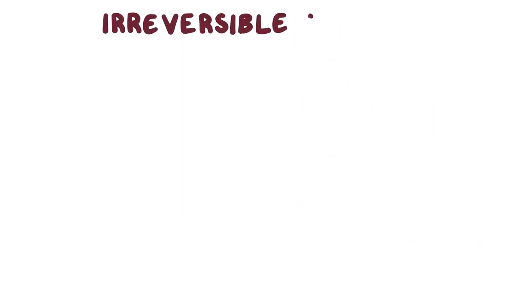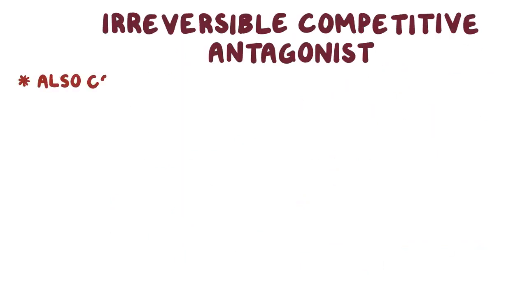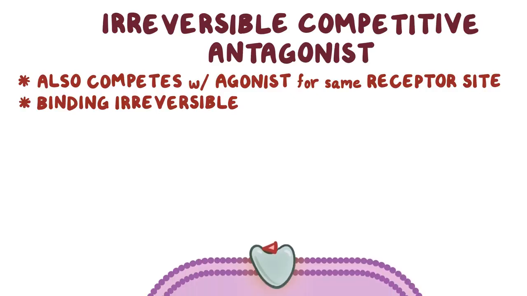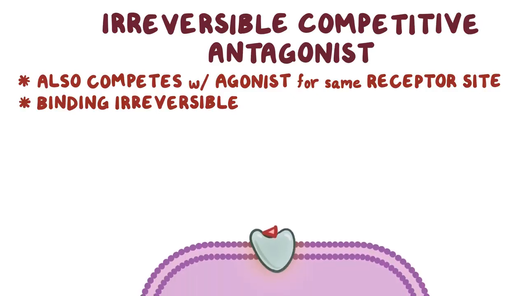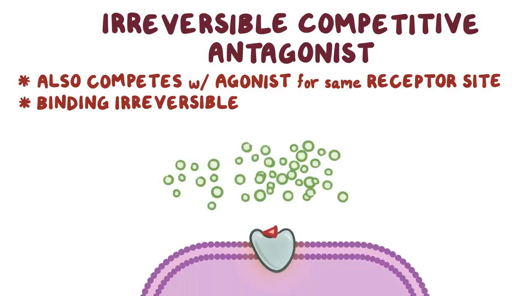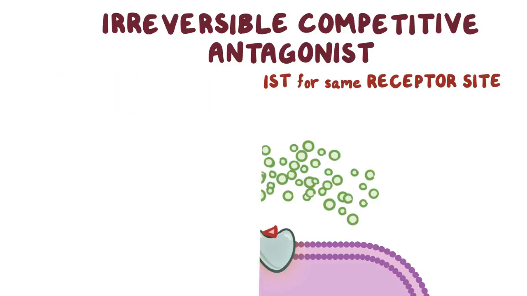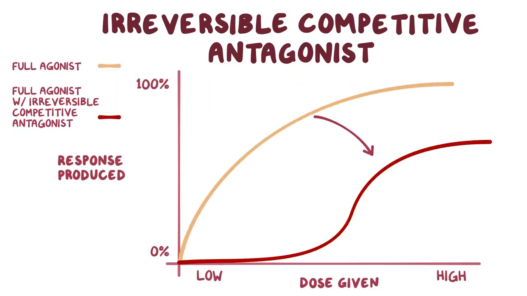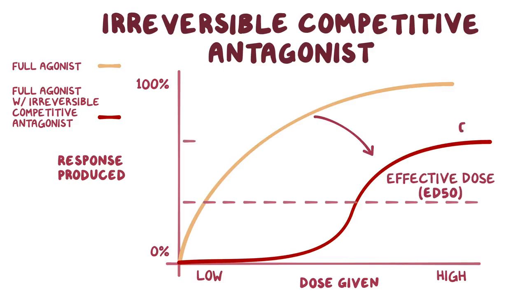Now, an irreversible competitive antagonist also competes with the agonist for the same receptor site, but the binding is irreversible. This means that the receptor will not activate, no matter how many agonists are around. What we see on the graph is a right and downward shift of the curve of the agonist with both an increased effective dose and a reduced maximal effect.